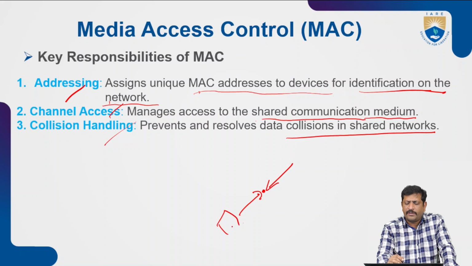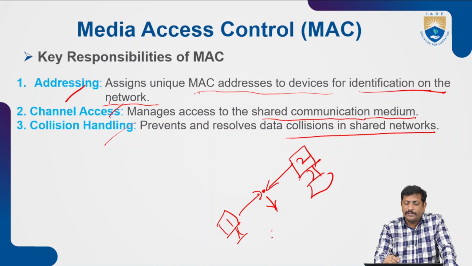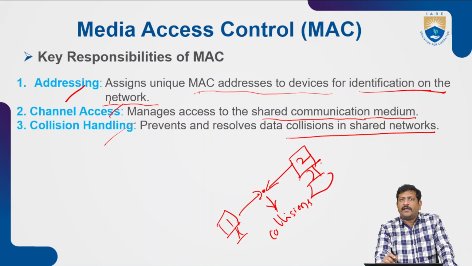source one is coming from machine 1, and another source is coming from machine 2. Whenever they come from opposite directions at one particular point, a collision will arise. So these are the collisions.